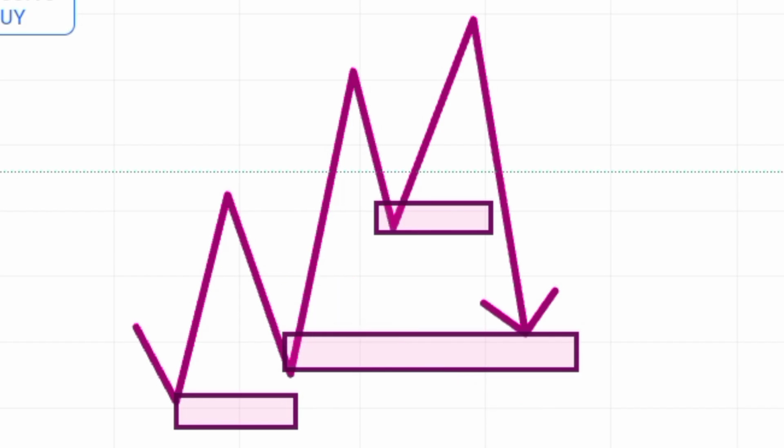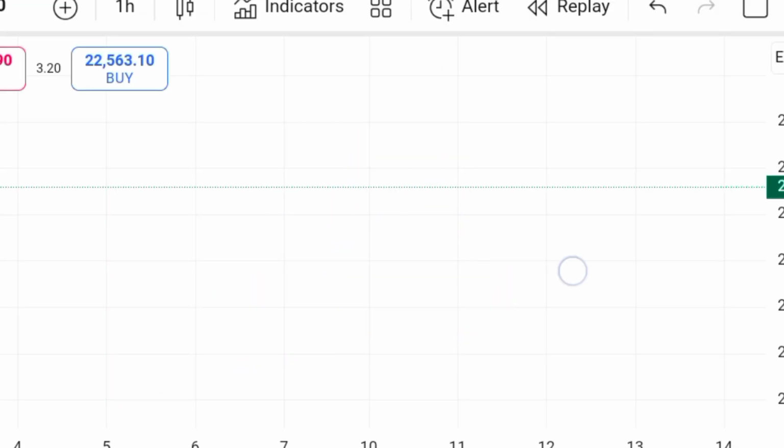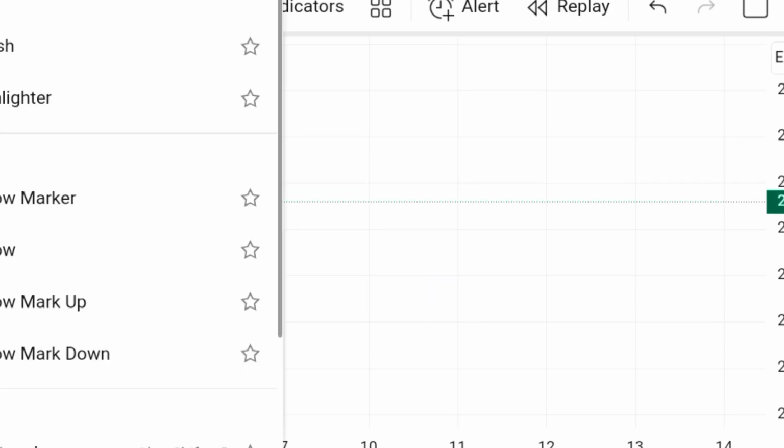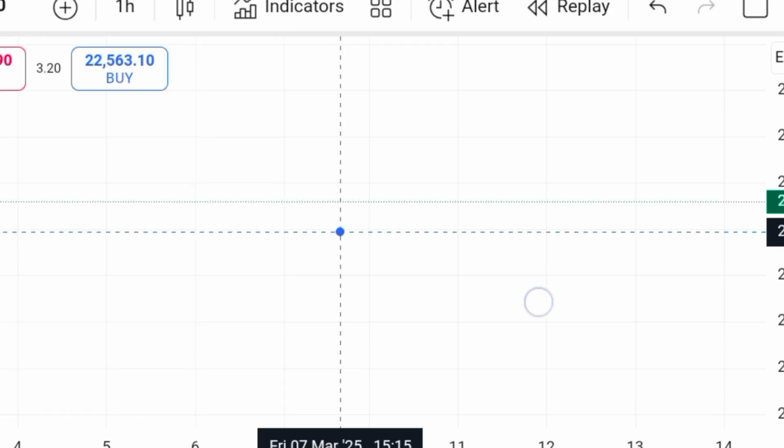So let's check for another type of structure we are going to be looking at in the market if we find it. So we are going to be looking for something like this. Very simple.